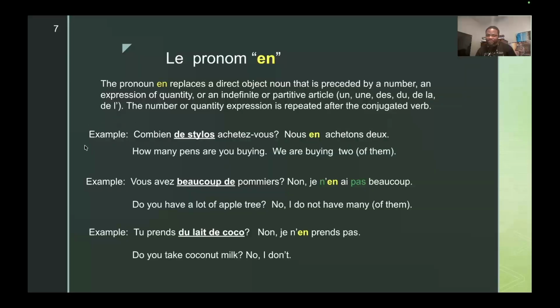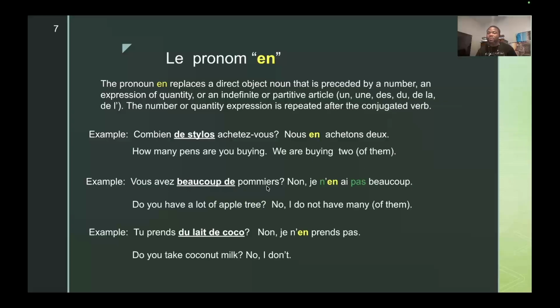Now let's look at some expressions. There's some examples. Combien, how many? Combien de stylos achetez-vous? How many pens are you buying? You say, nous en achetons deux. Here, it's des stylos. The number of pens we are buying will be there, but the stylo itself is not there, which is replaced. Nous en achetons deux. We are buying two of them.